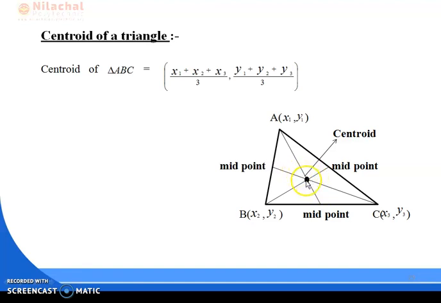If the three medians intersect at one point, this is called the concurrent point, and this point is called the centroid. Every median is divided by the centroid in a 2 to 1 ratio. Then let's see what the centroid coordinate is. The x coordinate is (x1 plus x2 plus x3) by 3, and the y coordinate is (y1 plus y2 plus y3) by 3.